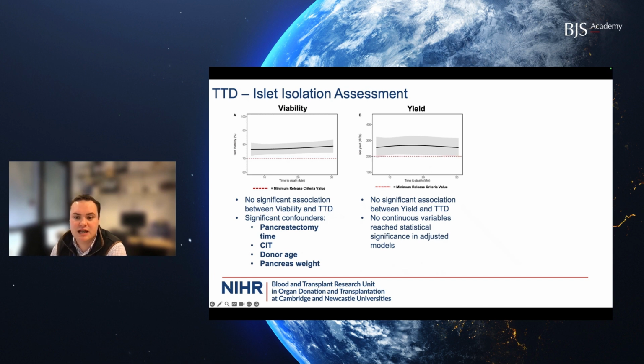For yield, we see a shallow, non-significant curve, with all the values again comfortably above the clinical release criterion. Once adjusted for confounders, no continuous variables reach significance in adjusted models, suggesting that yield is robust to ischemic timing.